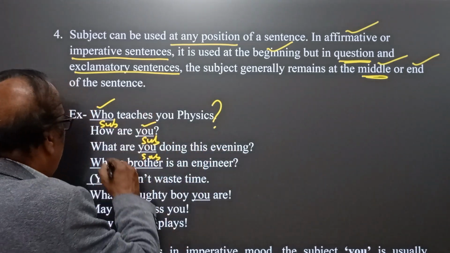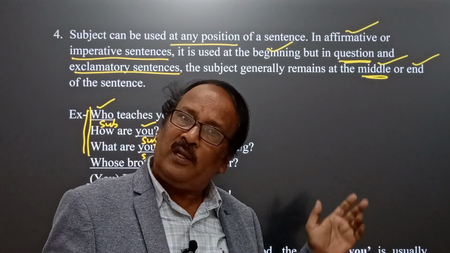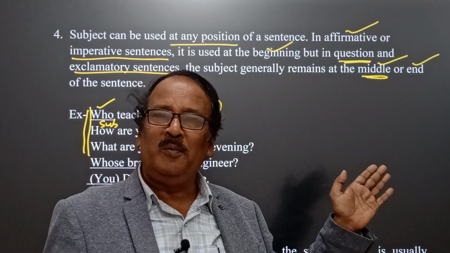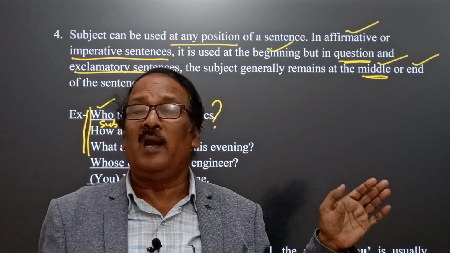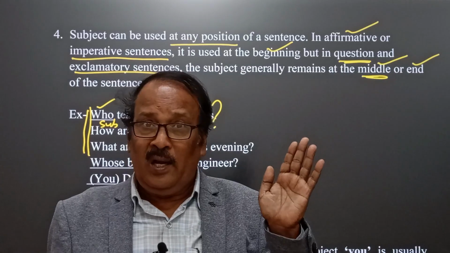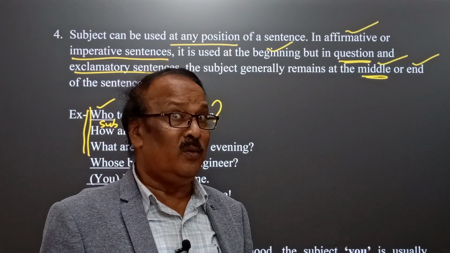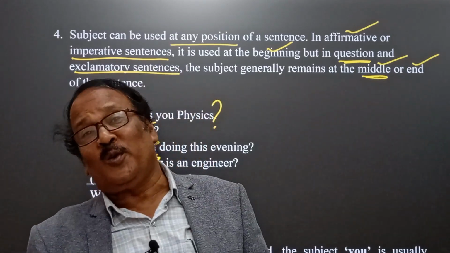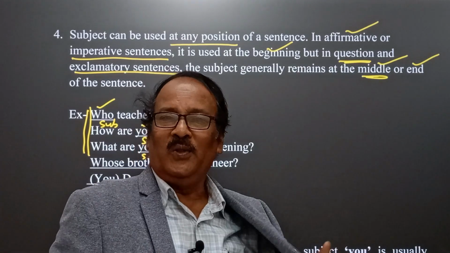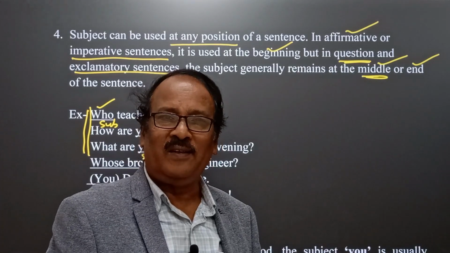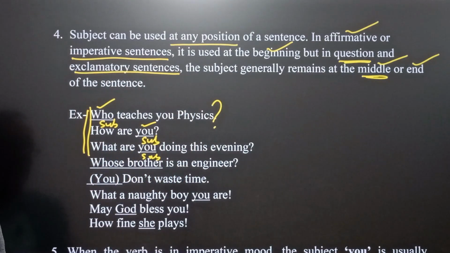So, in these three question sentences, we find that sometimes in question sentences the subject is at the beginning, in the middle, or at the end of the sentence. Therefore, if we answer the questions, we can easily know the position of the subject. Understood? Now come, here we find the next idea.